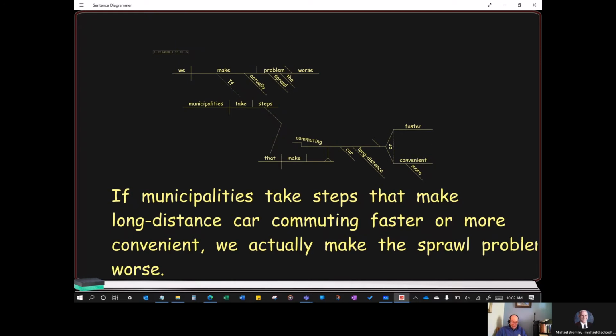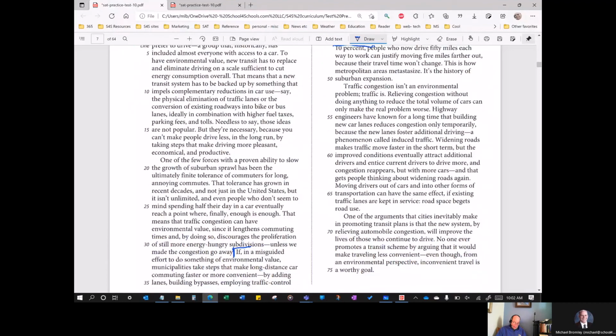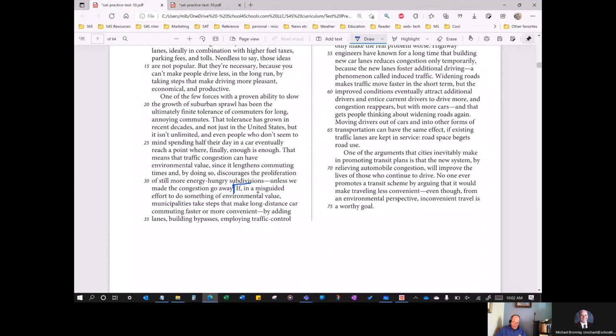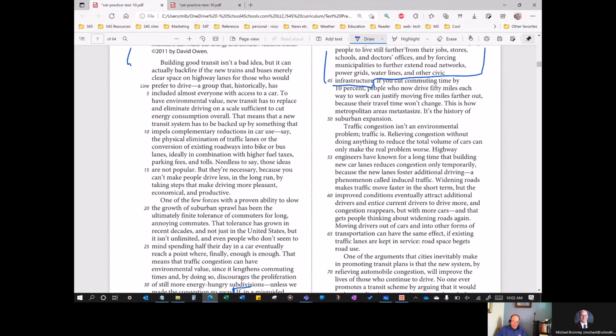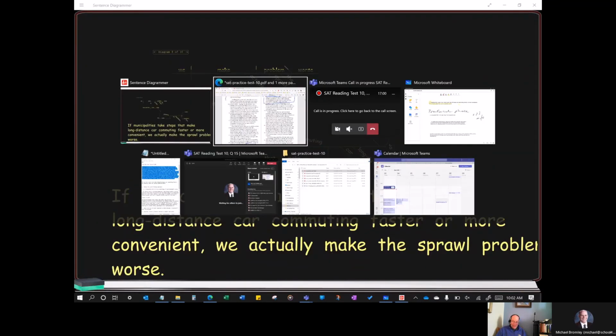All right, so now we see what's going on here. We make the problem worse. Municipalities take steps. If municipalities take steps that make commuting more convenient or faster. Now let's see if that answers our question here. Does it not? So we're looking for if and we get rid of that in a misguided way. Again, we're looking with if municipalities take steps to make it faster, we make the problem worse.